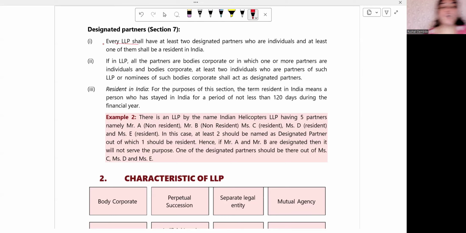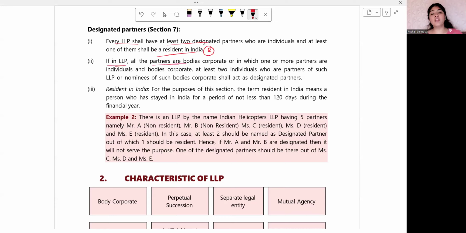Every LLP shall have at least 2 designated partners who are individuals. At least one of them shall be a resident. So designated partners, they have said every LLP should have at least 2 designated partners who are individuals and at least one of them shall be resident. So your designated partners should be resident. One of them should be resident.